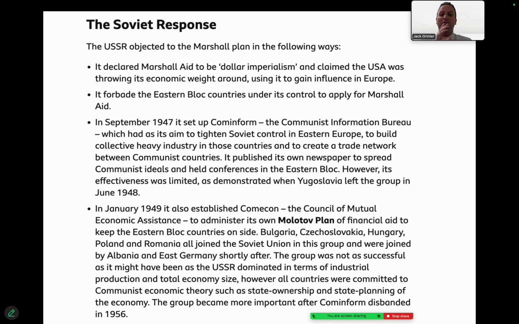And what ends up happening, and this is really important, is that in 1947 Cominform is set up. It's called the Communist Information Bureau. That was to tighten Soviet control in Eastern Europe. We say that Cominform was set up as a result of the Truman Doctrine. Cominform was mainly about spreading propaganda, and then in 1949 Comecon is set up. This was to give financial aid to the Eastern Bloc countries. So essentially, it's the Soviet Union's version of the Marshall Plan aid.